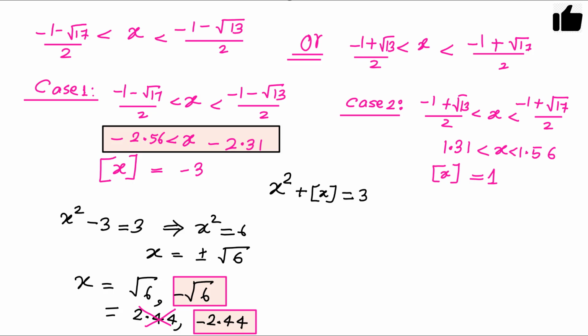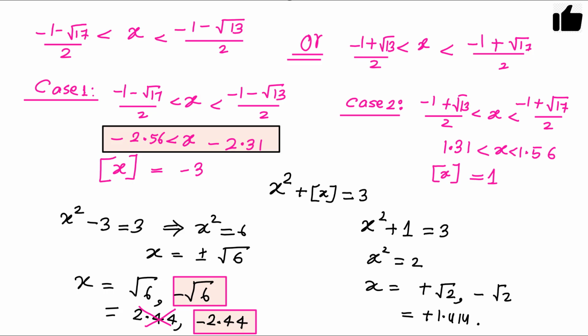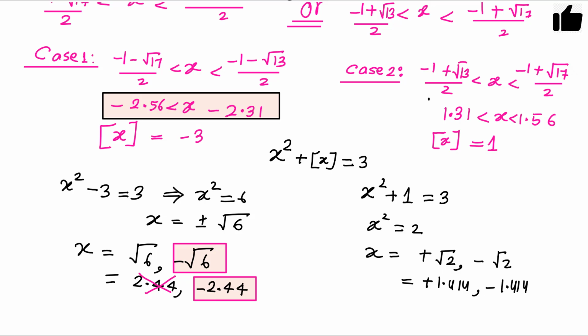Now let us find the solution for case 2. In case 2, we will have x square plus 1 equals 3. So this means x square is equal to 2. This means x is equal to plus or minus root 2. So one solution is plus root 2 and another solution is minus root 2. Root 2 is 1.414, so this is plus 1.414 and this is minus 1.414. Now let us check whether this satisfies the original condition or not. In this case, x should lie between 1.31 and 1.56. This means we have to neglect the negative solution and accept only the positive solution.